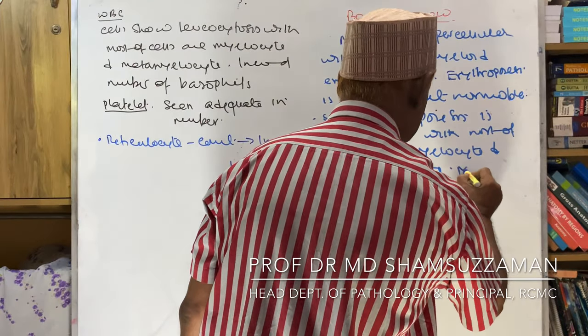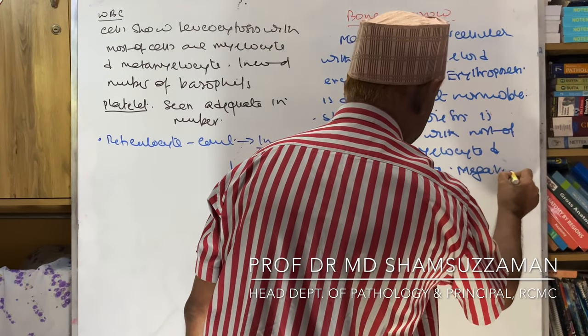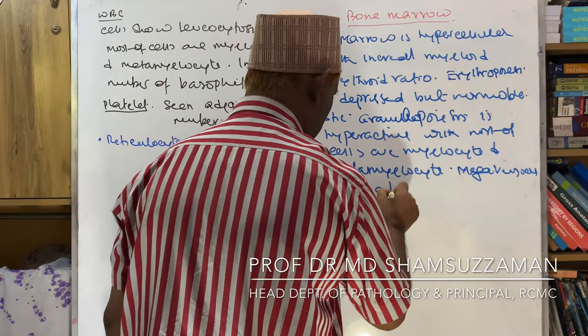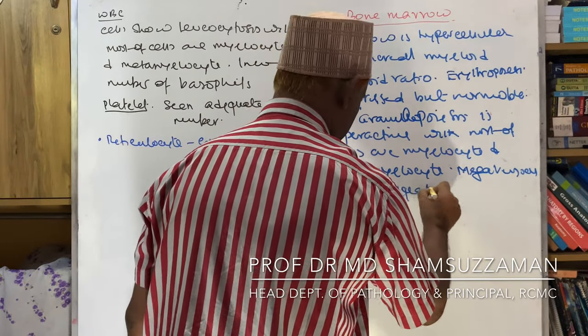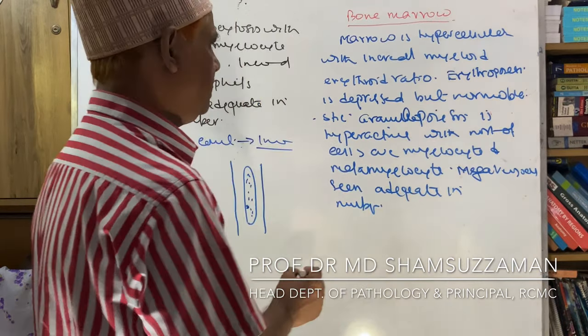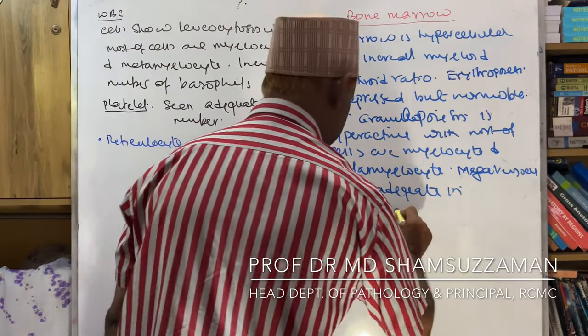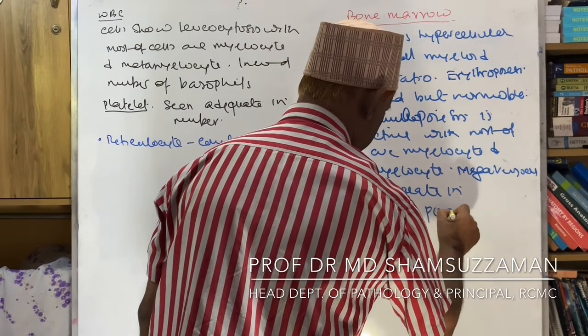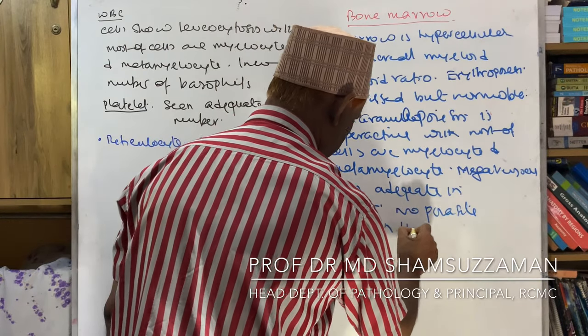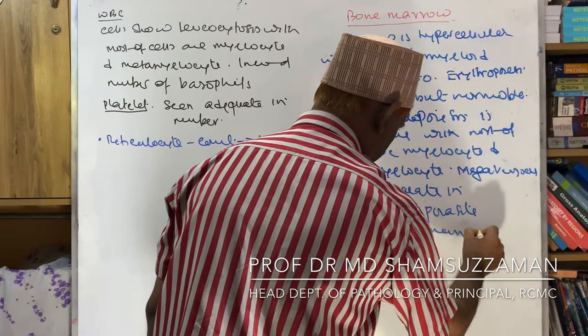Then megakaryocytes are seen adequate in number. Megakaryocytes are adequate in number, and no parasite is found in the marrow examined.